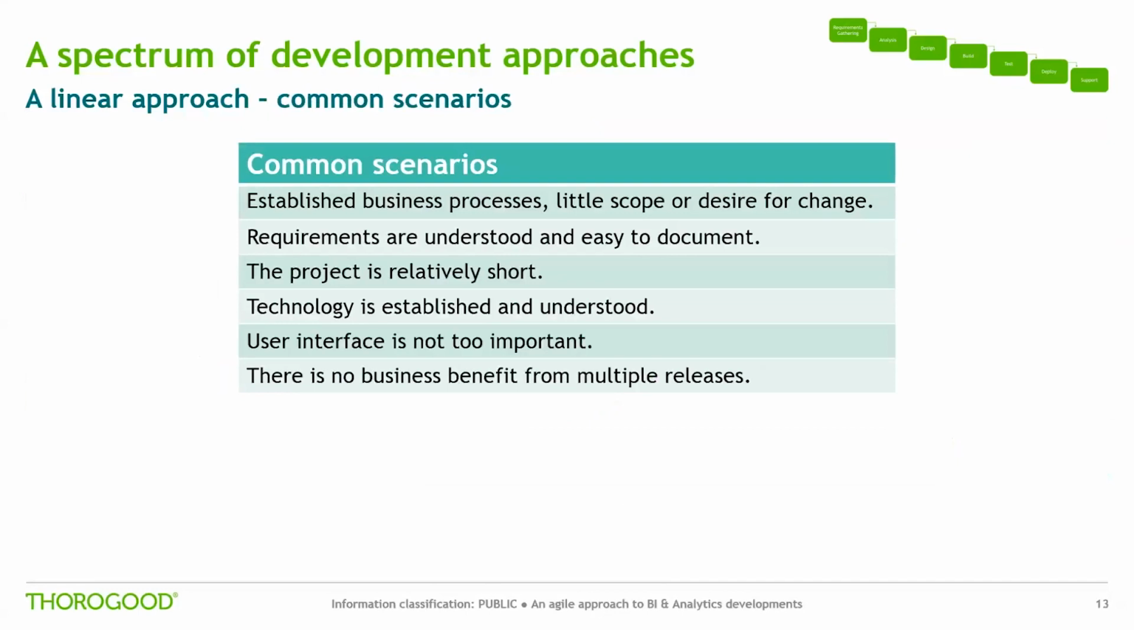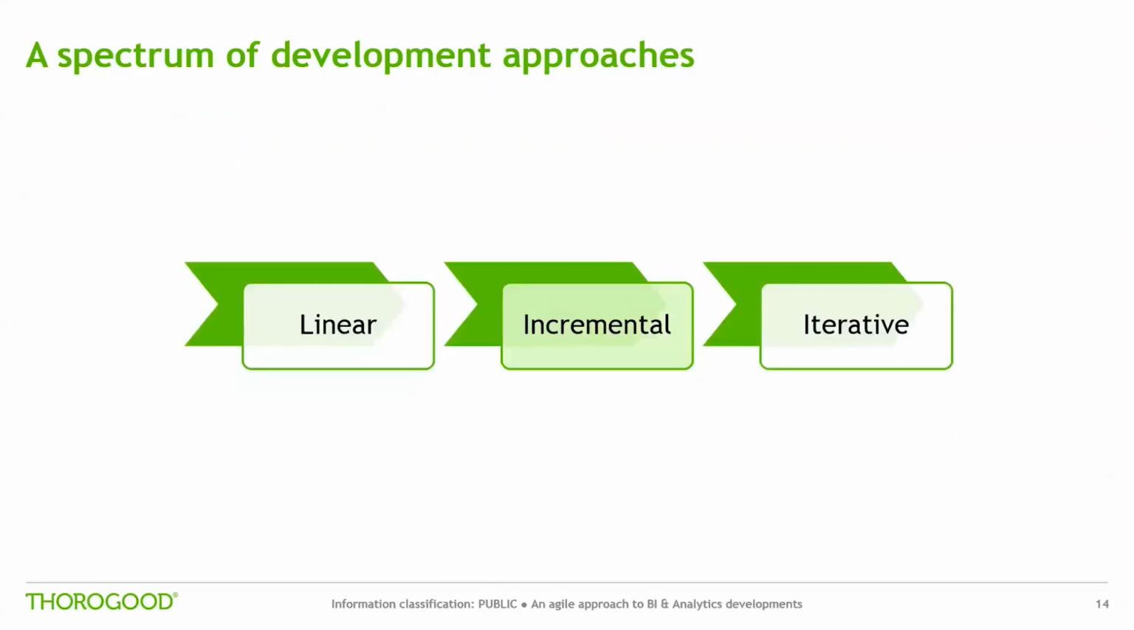Now, common scenarios for using a linear approach are where the project relates to established business processes and outputs with little scope or desire for change. Requirements are understood and easy to document. The project is relatively short, meaning that deliverables are not too far away. Technology is established and understood, so unlikely to be any surprises. The user interface is not too important and therefore not subject to design choices, and there is no business benefit from multiple releases. A single delivery of all functionality is all that's required.